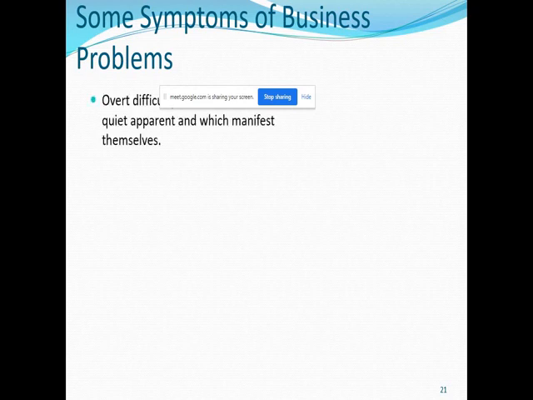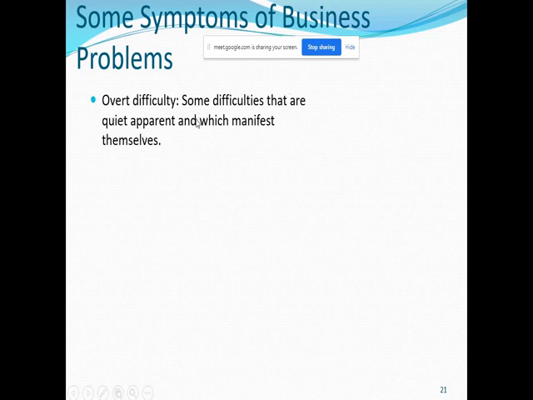Some symptoms of a business research problem. There are two types of problems in business research. One is called overt difficulties. These are difficulties that are quite apparent and which manifest themselves. These are vivid. These are available. For example, the previous example was a problem of overt difficulty. For example, if a particular business house sees that there is a decrease in sale of its products, then that is an overt difficulty.